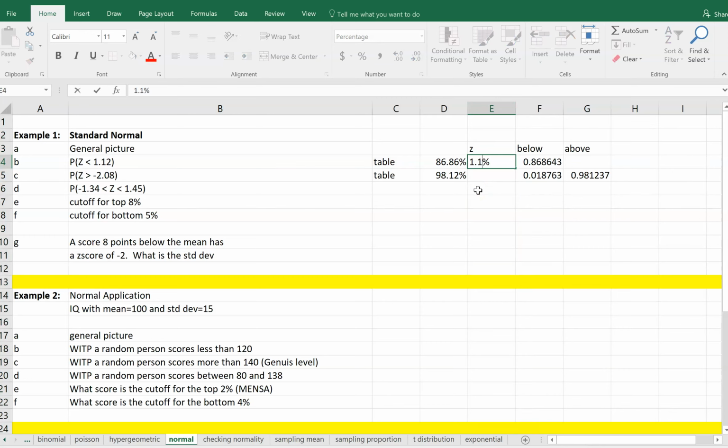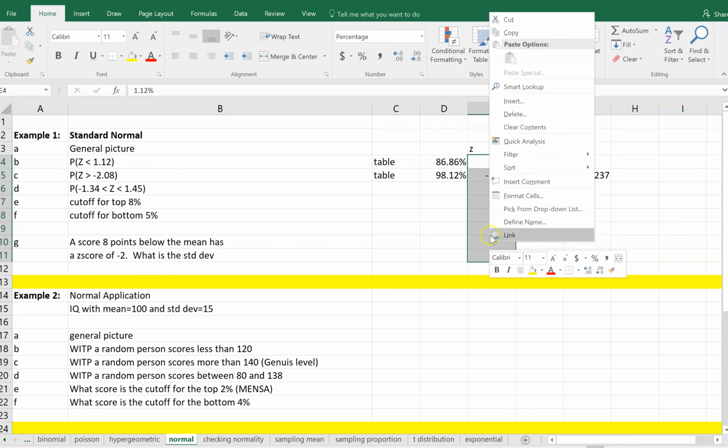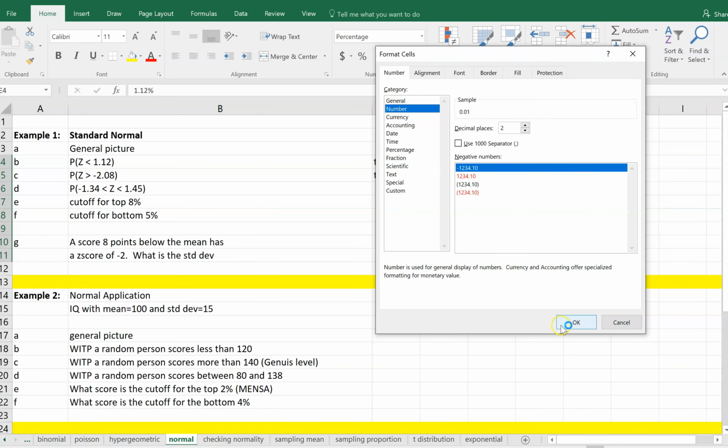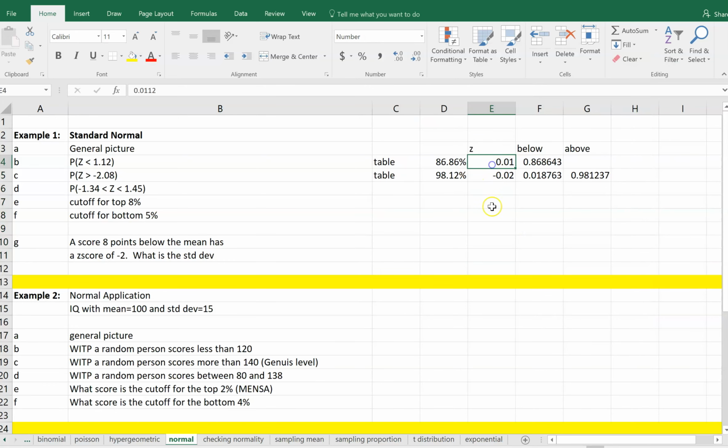In part B, it was 1.12, and that's not a percent. Negative 2.08 is the second one. And let me change the format here because these are not percents. They're just general numbers. So this is 1.12. And this is negative 2.08.